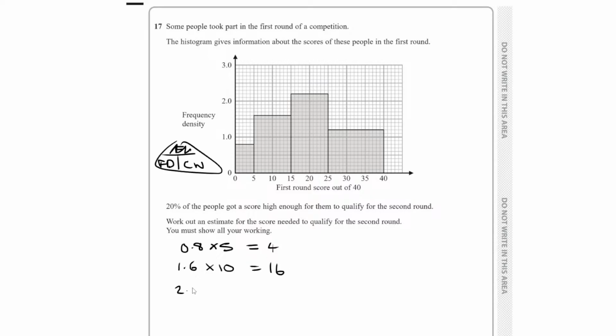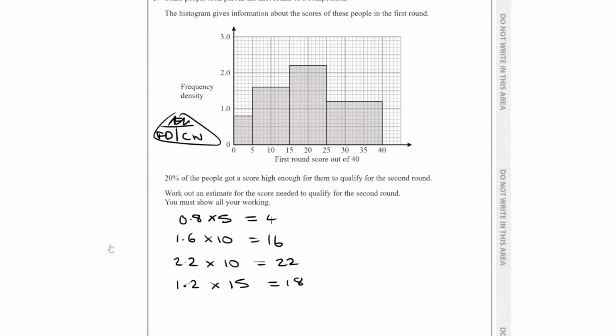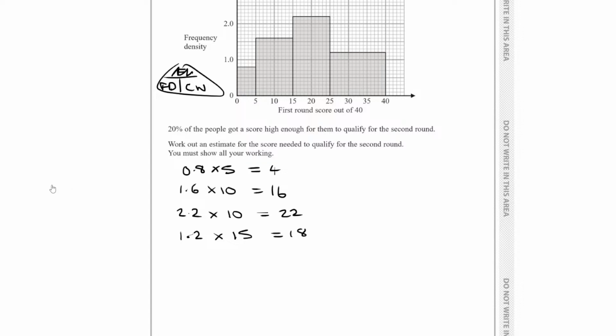16, and then that's 2.2 times another 10, isn't it? Yeah, 22. And finally we've got 1.2 times, now that one is 15, so that's 18. So then you can add it up. Yeah, exactly, then times it by 0.2, so I think that gave us 60. So 20% of 60, just times it by 0.2, which is 12. So we're saying the top 12 people, obviously the top people, not the bottom people.